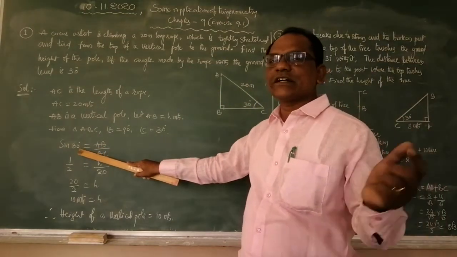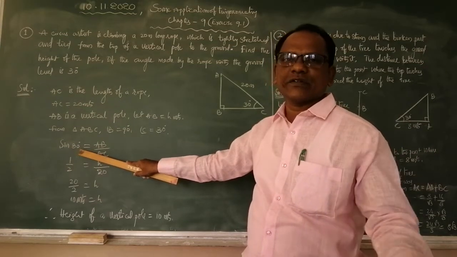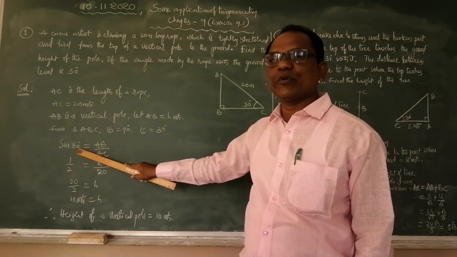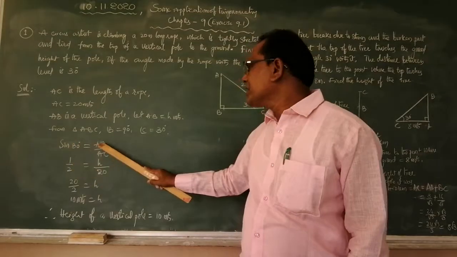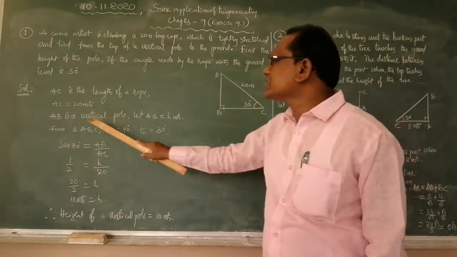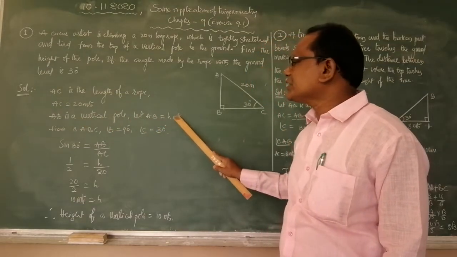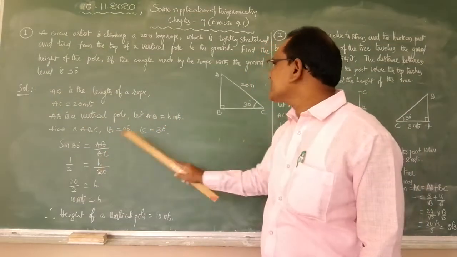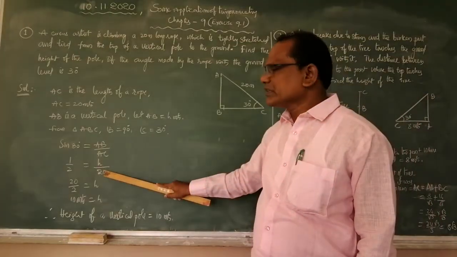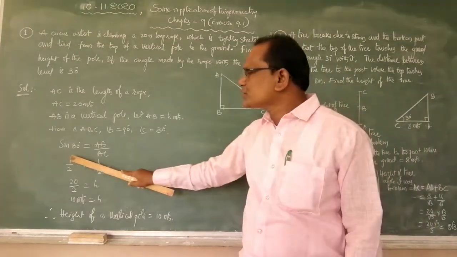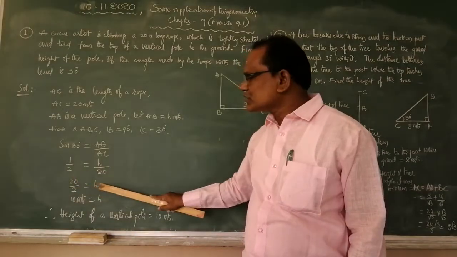Sine 30 degrees, in the table column, is in the introduction of trigonometry before exercise 8.2. Sine 30 degrees in the table is 1 by 2. AB is what we have to find out. AB is a vertical pole, AB equals H meters. AC is the length of the long rope, 20 meters. H by 20. Then cross multiplication, 20 into 1, 20. 20 by 2 equals H.